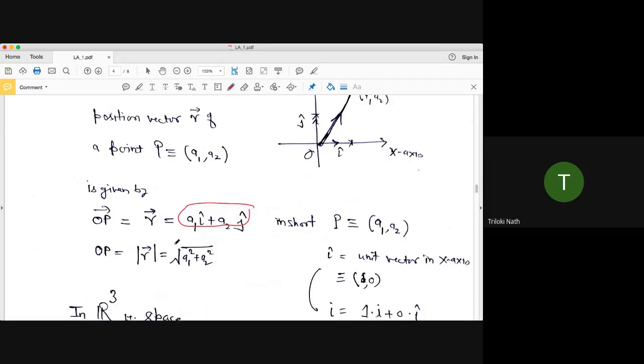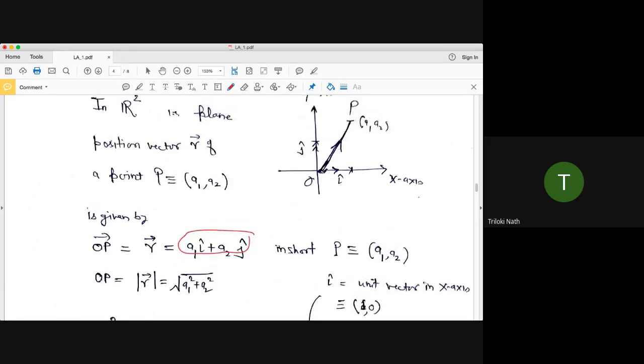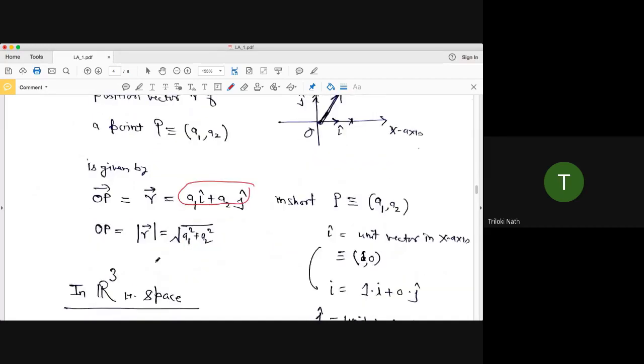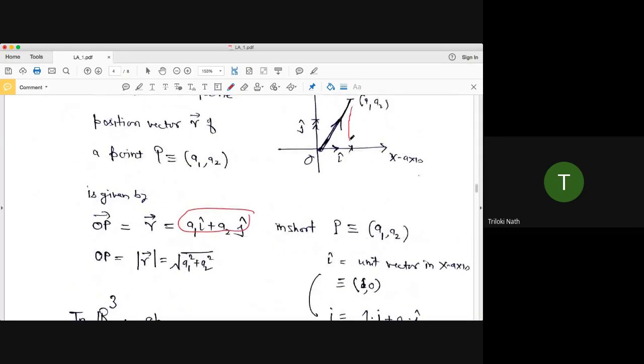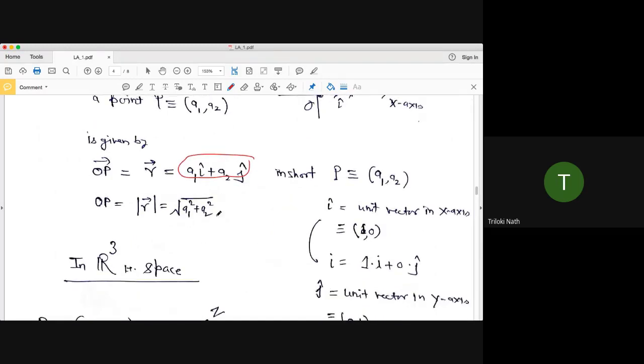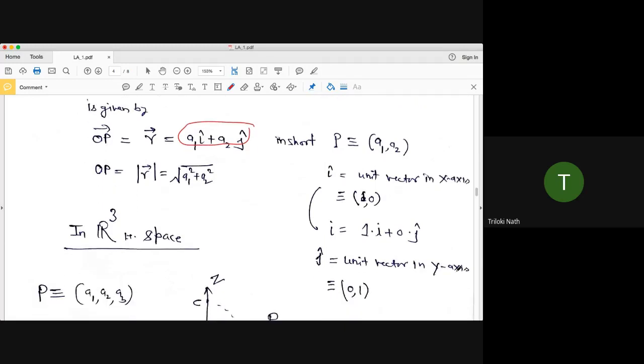And what is OP? OP is the magnitude of the vector, the length of the vector. So length is, you see here, this is your A1, this is your A2. So by right angle triangle rule, it is under root A1 square plus A2 square. What is i cap? i cap is the unit vector in the x-axis. Similarly, j cap is the unit vector in the y-axis.